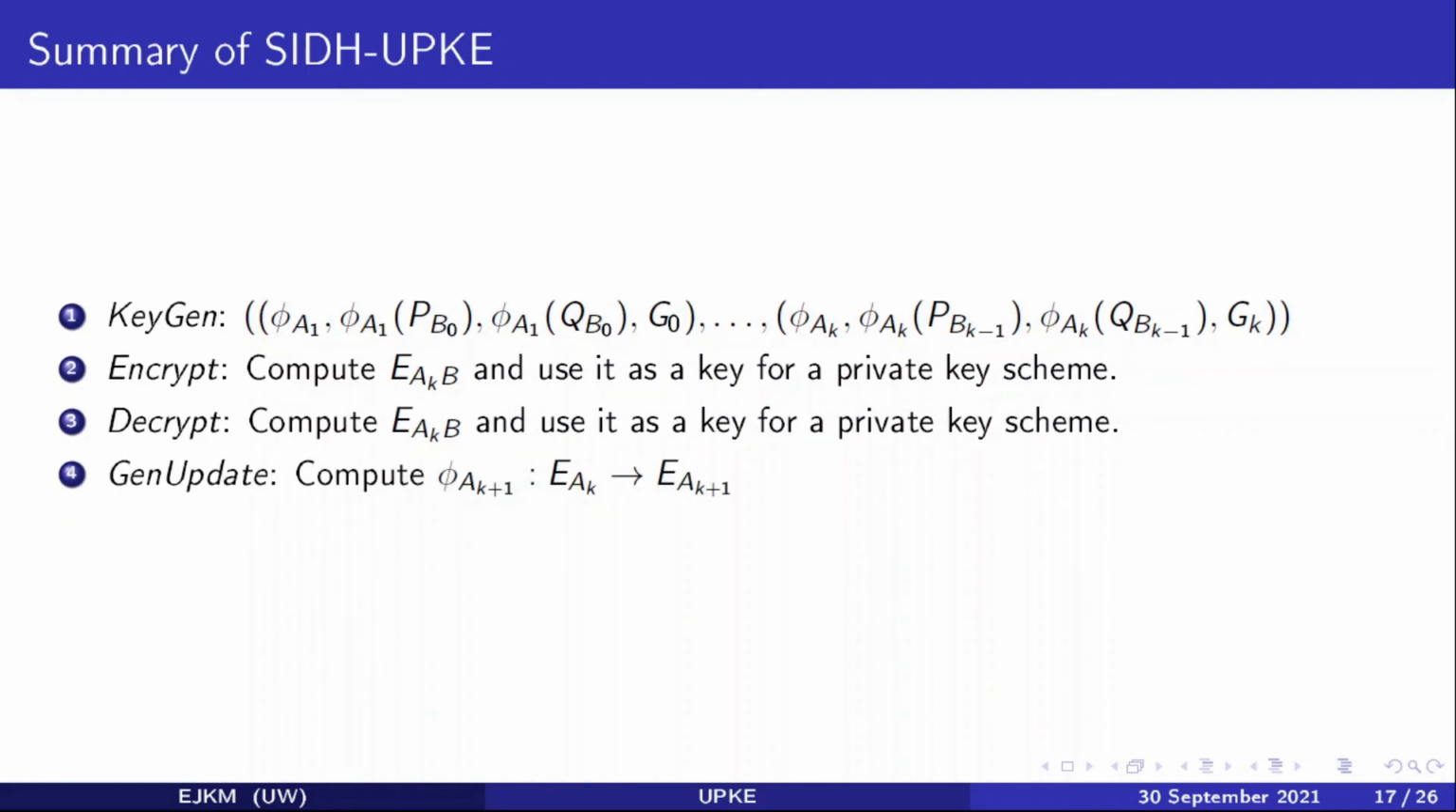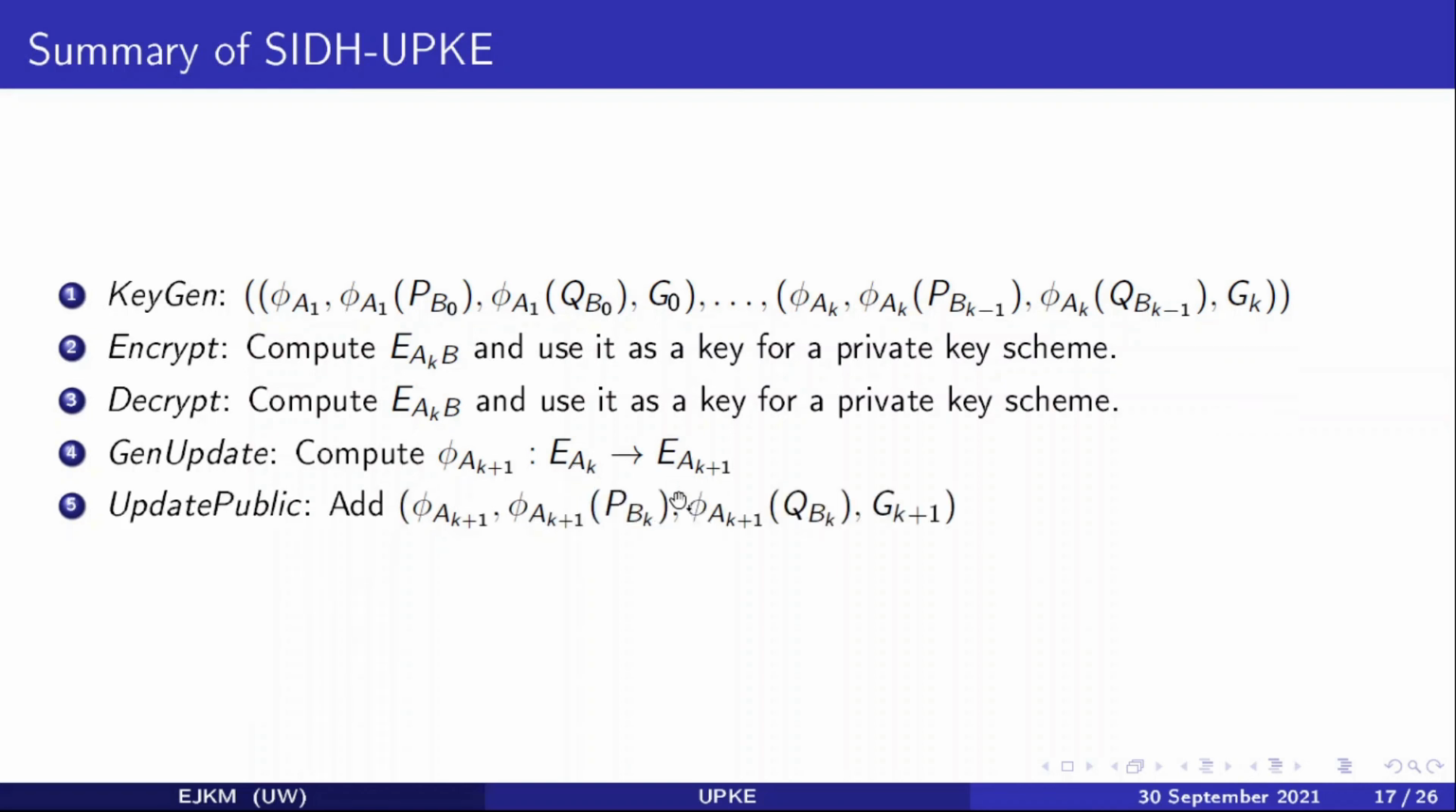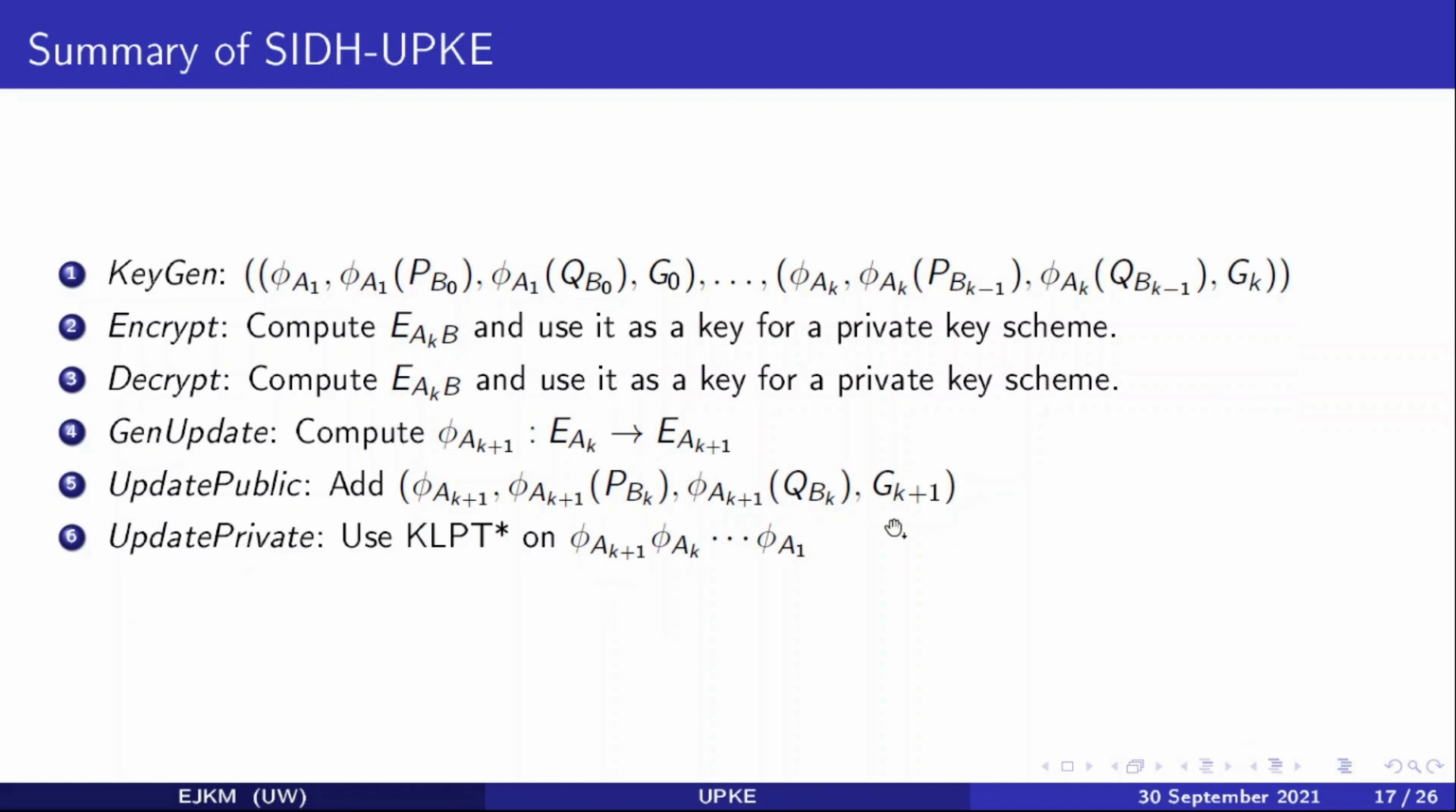For the gen update algorithm, we simply compute a new isogeny from Alice's final curve EAK to a new curve EAK plus 1. For the update public that anyone can do, we simply add phi AK and the auxiliary point of phi AK and the additional required point of phi AK to the chain. However, the update private that only Alice can apply uses KLPT star on this new final chain and repeats the keygen algorithm.